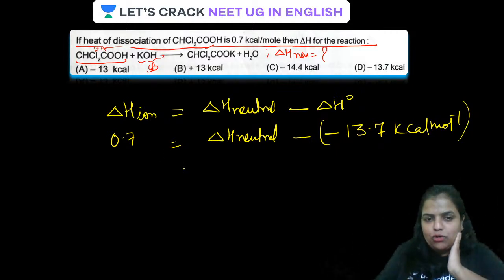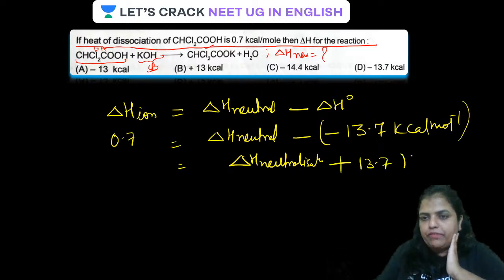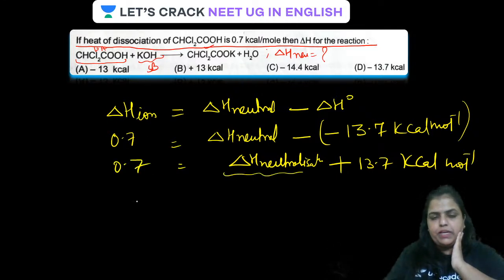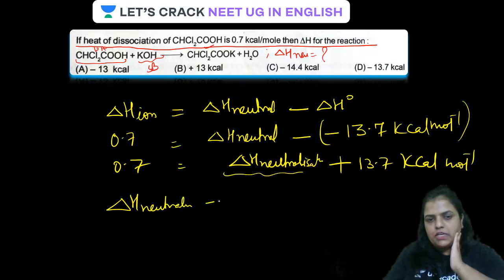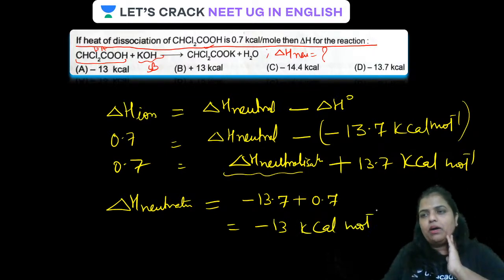Now, what is to be done over here? Delta heat of neutralization will be plus 13.7 kilocalorie per mole, all done, is equal to 0.7. So simply, guys, delta heat of neutralization is going to be equal to minus 13.7 plus 0.7. This will be minus 13 kilocalorie per mole.